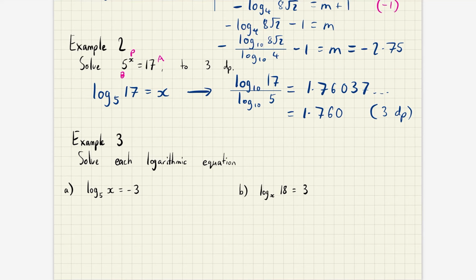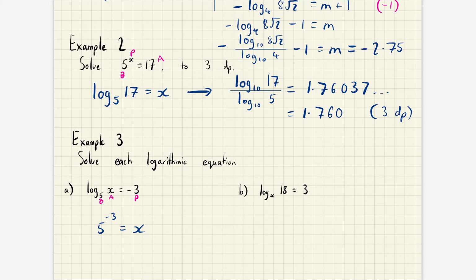Next, so example 3, we need to solve each logarithmic equation. I don't really like saying the word logarithmic, I just like to say log, it's a bit easier, but nevertheless it's in the question. Now part A, it says log base 5 of x is equal to negative 3. We don't know what x is, so we'll BAP it and see what we get. So we've got BAP because it's in the BAP form in the log. So that means we have the base of 5, the power of negative 3, and x is the answer.